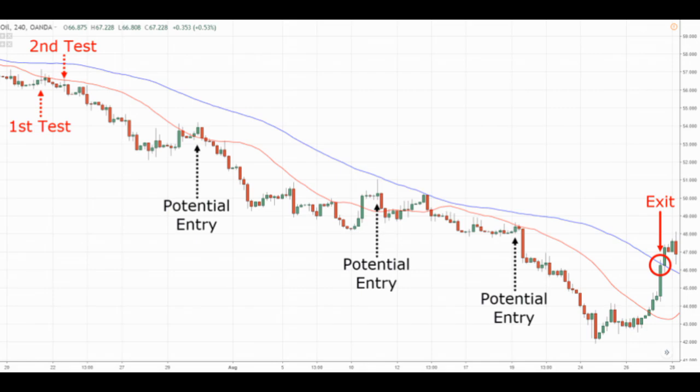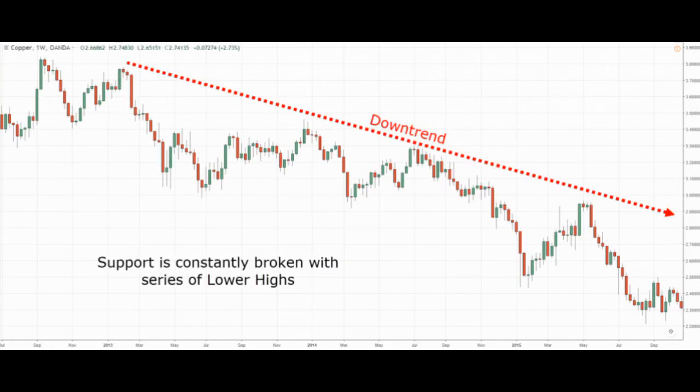Sell setup. Price must be below EMA 200. EMA 50 must be below EMA 200. Wait for a pullback toward EMA 50. Enter after a bearish confirmation candle. Never enter in the middle of a move. Patience is a key part of this strategy.